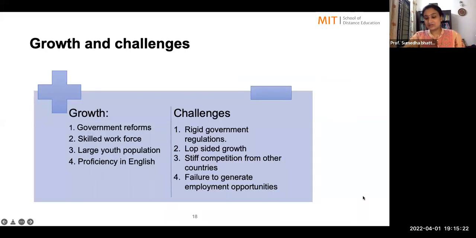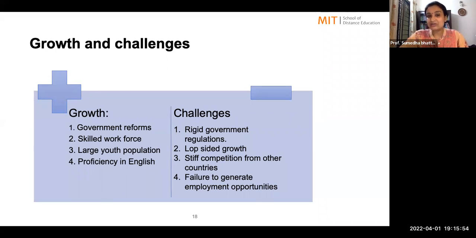Growth and challenges. When we look at the growth, government reforms have helped the transparency, the various facilitation in investment procedures, that has helped in more investment in service sector and expansion of service sector. We have cheap and skilled workforce as compared to developed nations or the high and middle income countries. The wage rates in our country are slightly less, and that is why it is an attractive destination for even the foreign direct investment, because we are getting a pool of skilled workforce.